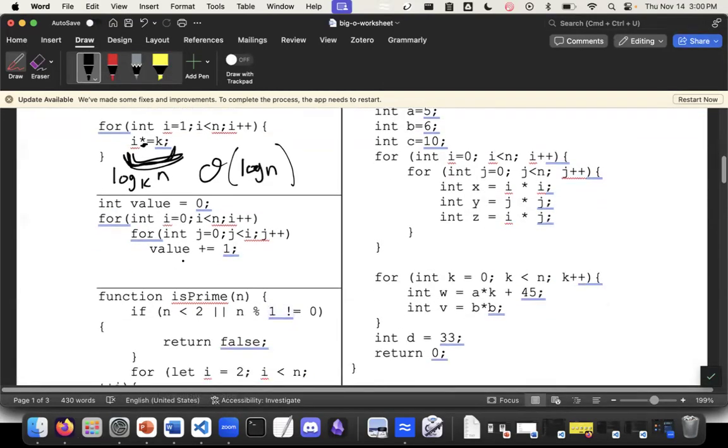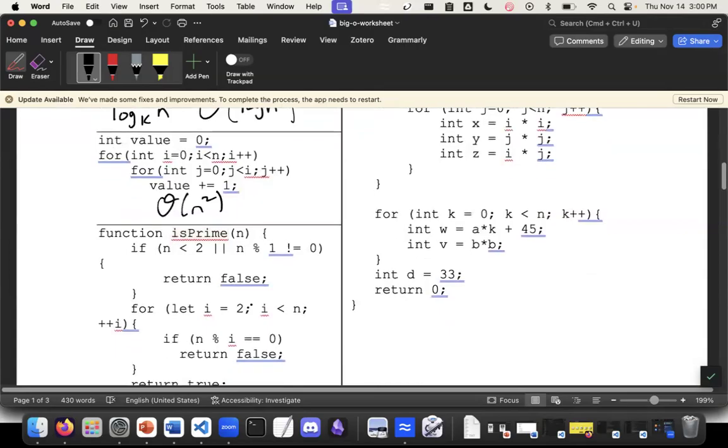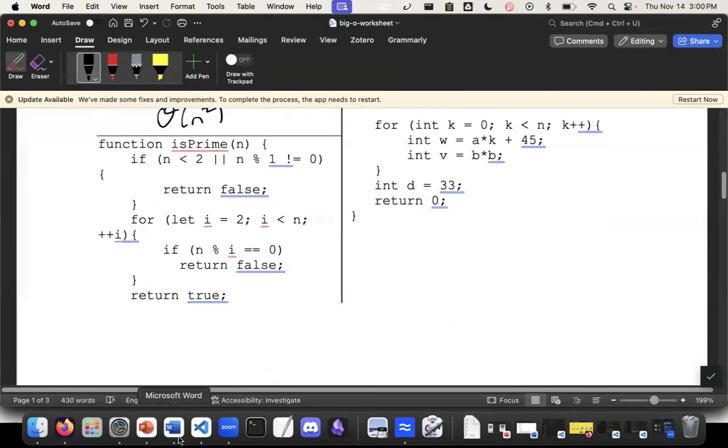N squared. Let me check that. Yeah. Hey, hold on. Rising tide is. Whoa. Okay.